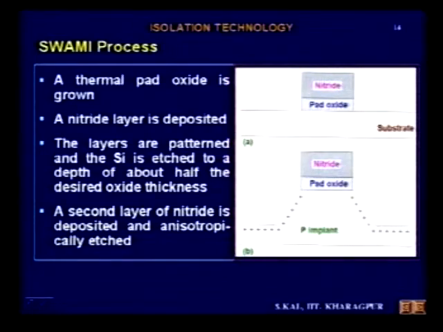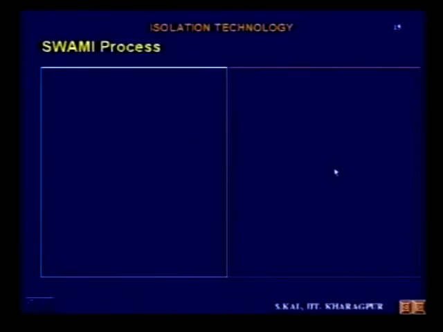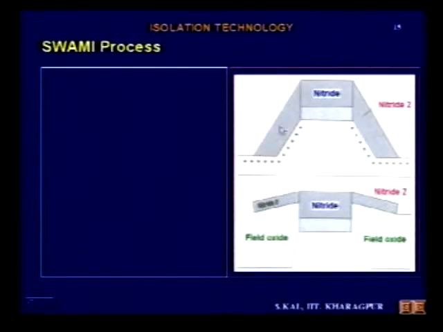After the field implant, a second layer of nitride is deposited and anisotropically etched. That is here, you see. This is the second layer of nitride, nitride 2. This is the first layer nitride. After the field implantation is over, the second layer of nitride is deposited, and it is anisotropically etched.